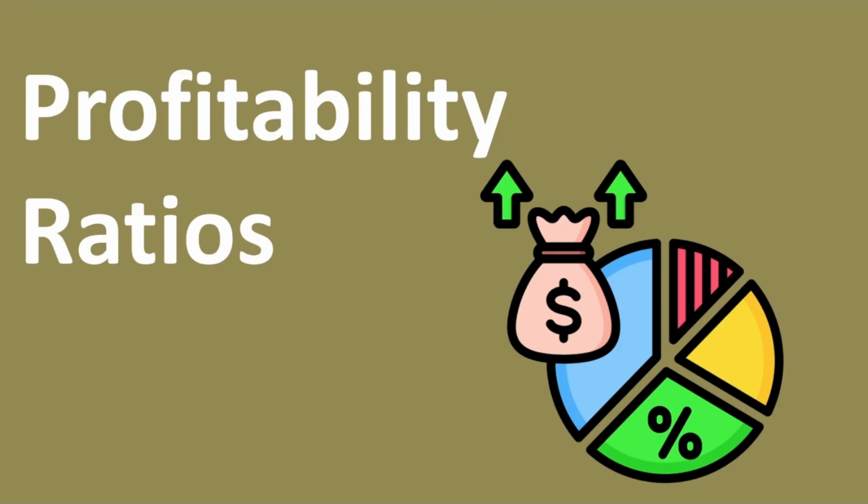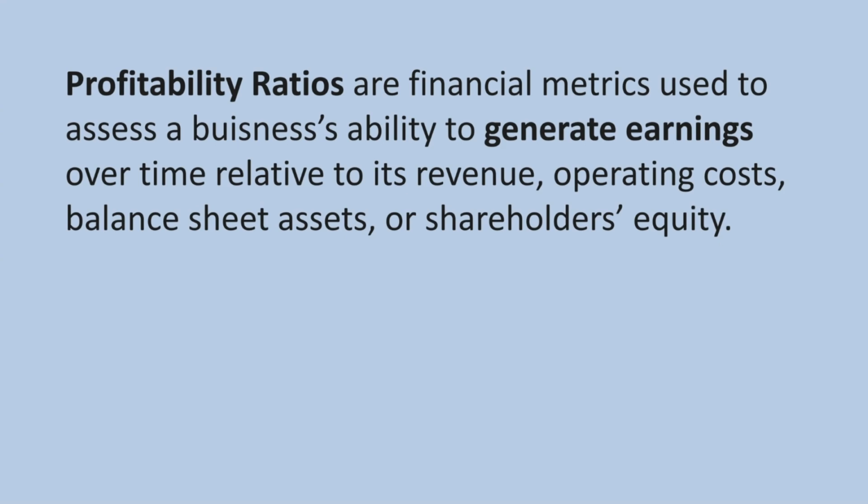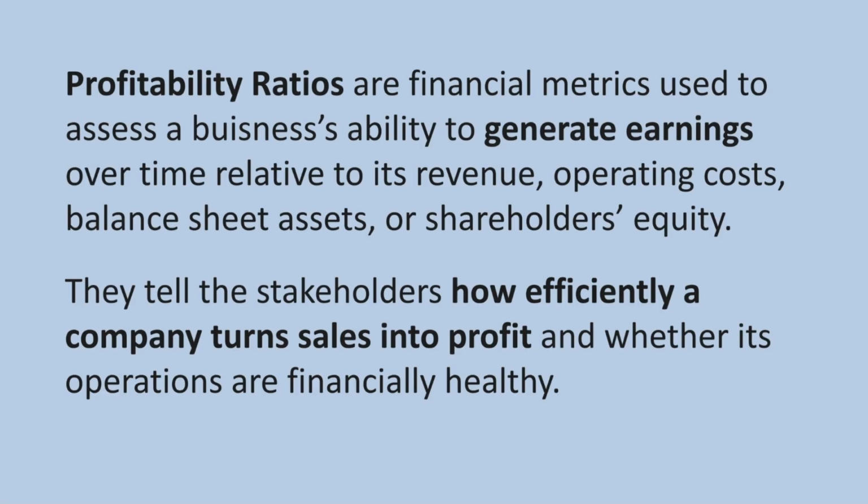The fourth financial metric is profitability ratios. Profitability ratios are financial metrics used to assess a business's ability to generate earnings over time relative to its revenue, operating costs, balance sheet assets, or stakeholders' equity. They tell the stakeholders how efficiently a company turns sales into profit and whether its operations are financially healthy.